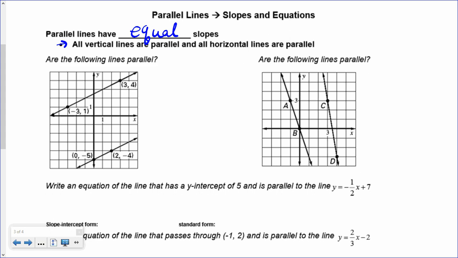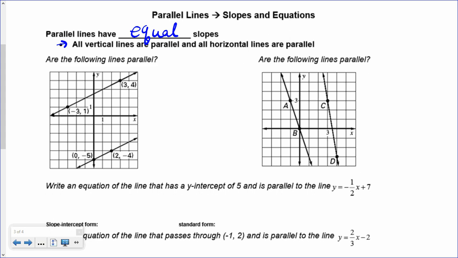A little note you guys want to pay attention to: if you have a bunch of vertical lines, what do you know about them? All vertical lines are parallel to each other. What about horizontal lines? They're all parallel to each other. What about one horizontal, one vertical? Perpendicular. And we're going to see that in a little bit. But just keep in mind that all vertical lines are parallel to each other and all horizontal lines are parallel to each other.